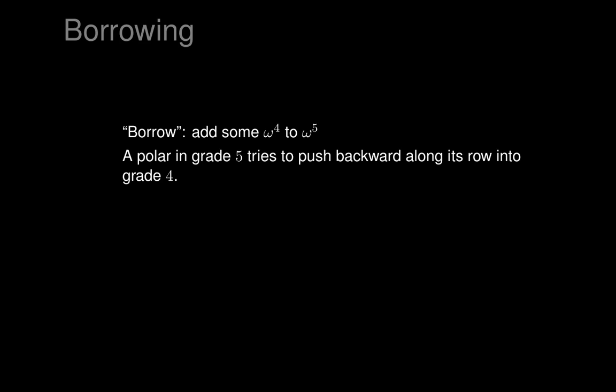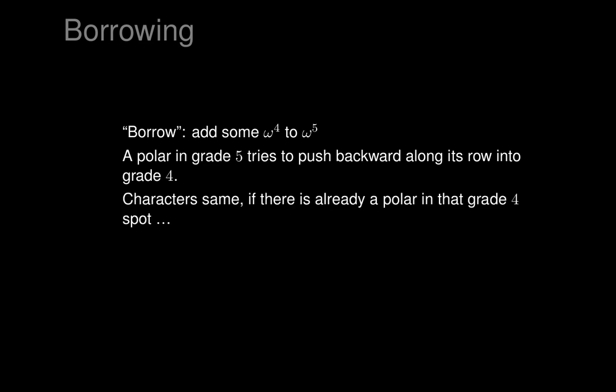Then a polar in grade 5 tries to push its way backward into grade 4. Why is that? Because the omega 5 we had before now has a little omega 4 added to it, which means that that polar pi isn't wedged with omega 5 anymore. It's wedged with a multiple of omega 4 added to omega 5, which means it has a little bit of omega 4 multiple in it. And that will try to make it go back a little bit into grade 4, because it'll now have some small multiple of its polar wedged with forms from 1 to 4, and therefore in grade 4. It'll get a small multiple of that polar will go backwards. Now that might not work to change the characters.